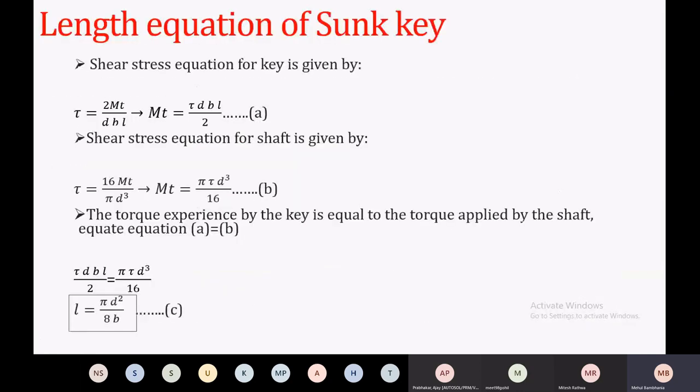So let's equate those two equations. When you equate those two equations and simplify, you will get the length equation. This is called the length equation, which gives the geometrical relation between the diameter of that shaft and the breadth of that key. So this is referred to as the length equation for a sunk key, and we can use this equation in this way.